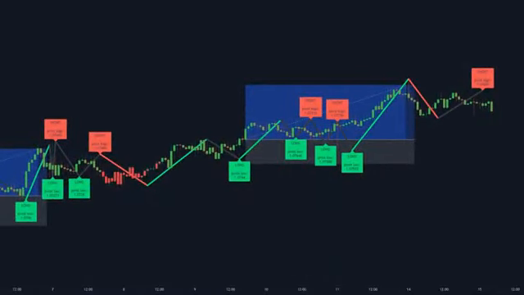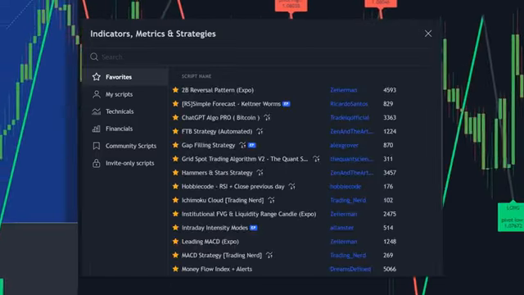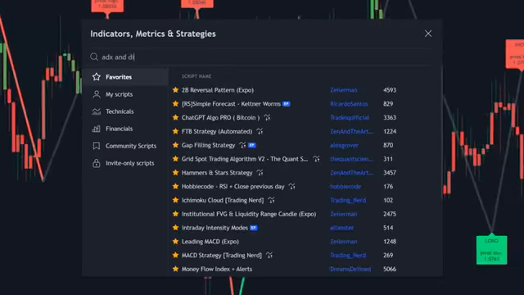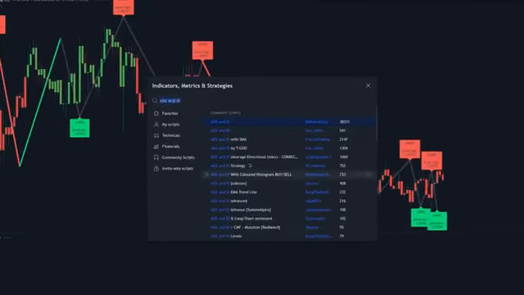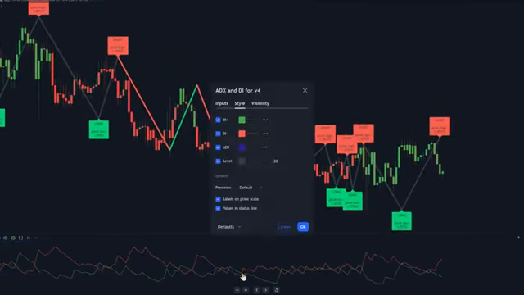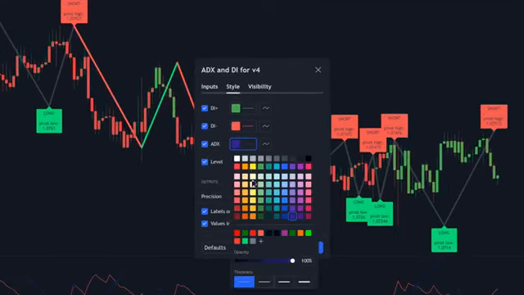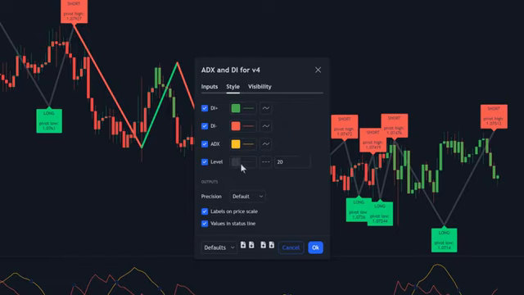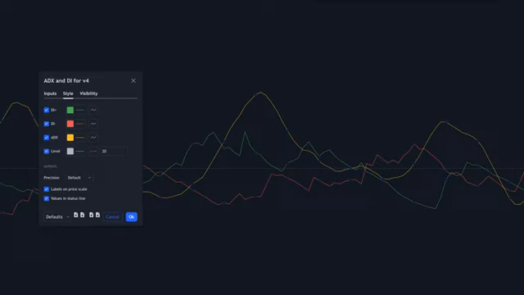Now, to add our final indicator to our chart, open the Indicator Search tab and type in ADX and DI. Be sure to select this one by Beikabu Oyaji. Double-click on it to access the settings panel. Then on the Style tab, we're gonna change the ADX color to yellow. Then change this level color to a lighter shade of gray. After that, click OK.